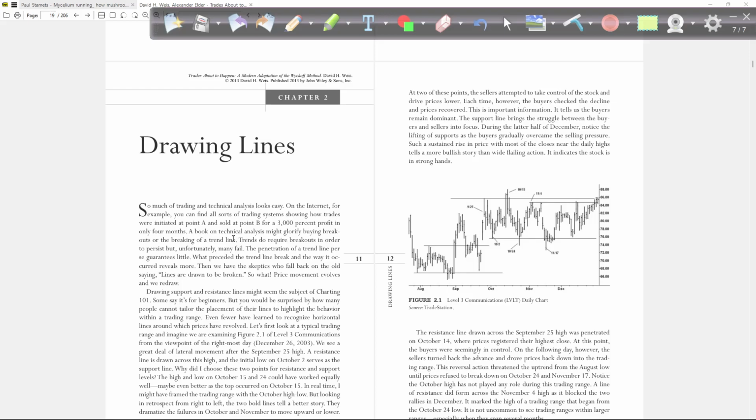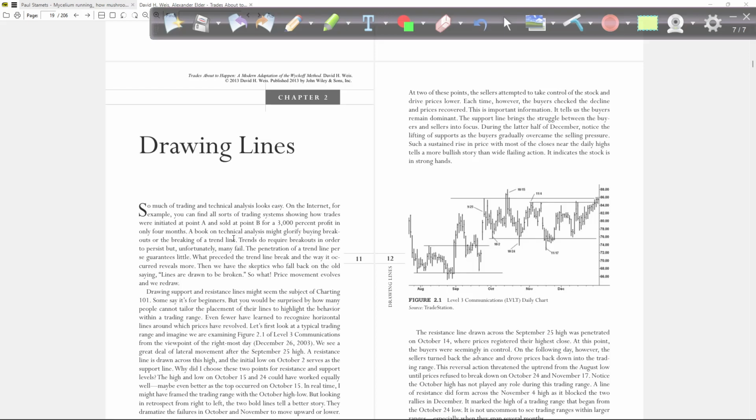A book on technical analysis might glorify buying breakouts or the breaking of a trend line. Trends do require breakouts in order to persist, but unfortunately, the penetration of a trend line per se guarantees little. What preceded the trend line break and the way it occurred reveals more. Then we have the skeptics who fall back to the old saying, lines are drawn to be broken. So what? Price movement evolves and we redraw.